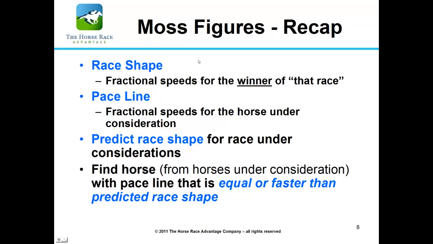So a recap here on the Moss figures. You look at the race shape, fractional speeds for the winner of that race, and then the pace line, fractional speeds for the horse under consideration, and then using that information, try to predict the race shape for the race under consideration. So you're trying to predict how the race will unfold, and then find that horse with a pace line that is equal or faster than the predicted race shape. And that should be your horse that's going to be in the money at least.